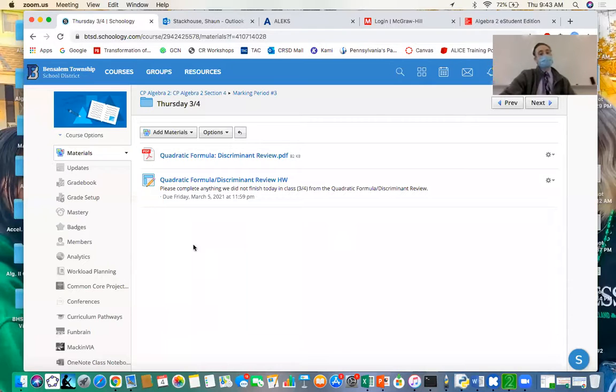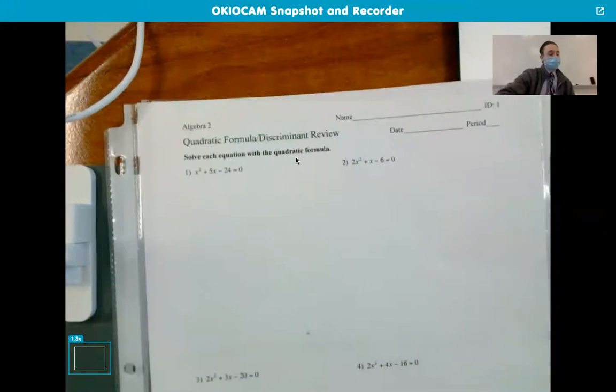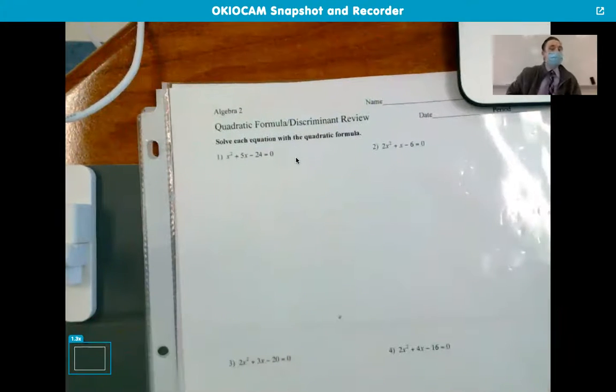And like I said, today's all about the quadratic formula and the discriminant, okay? So we're gonna do a couple problems together. Let's first recall the quadratic formula and what that is. Does anybody feel confident enough to share what the quadratic formula is?